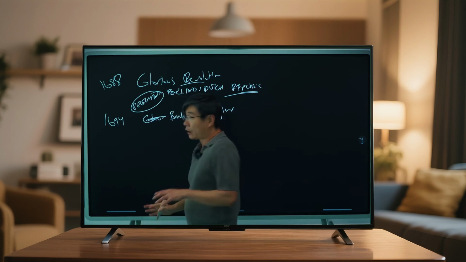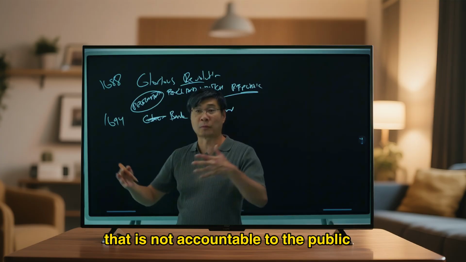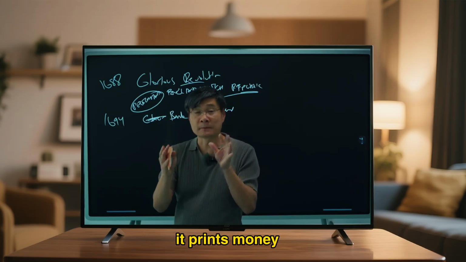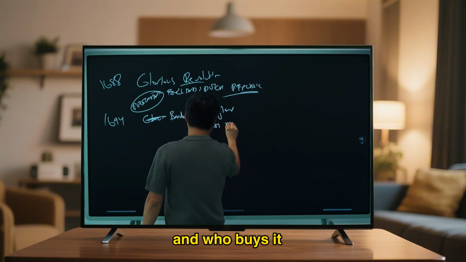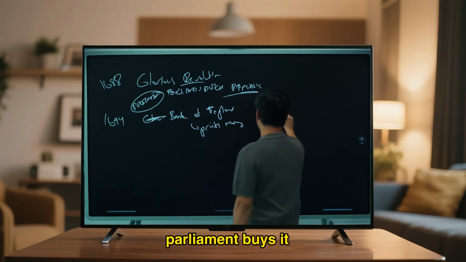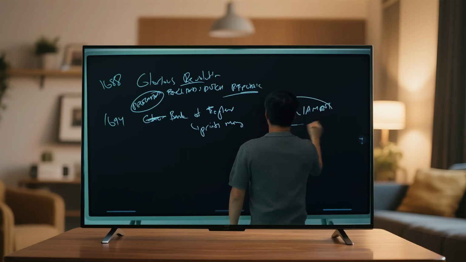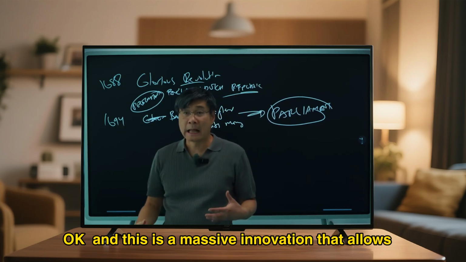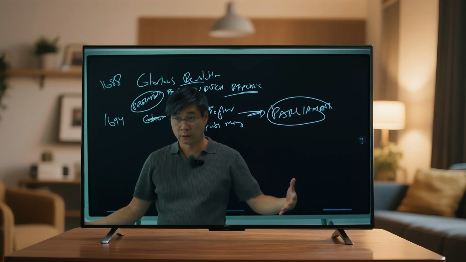Okay? So this is a private bank that is not accountable to the public. What it does is this. It prints money, and then who buys it? Parliament buys it. Okay? And this is a massive innovation that allows the British Empire to conquer the world.